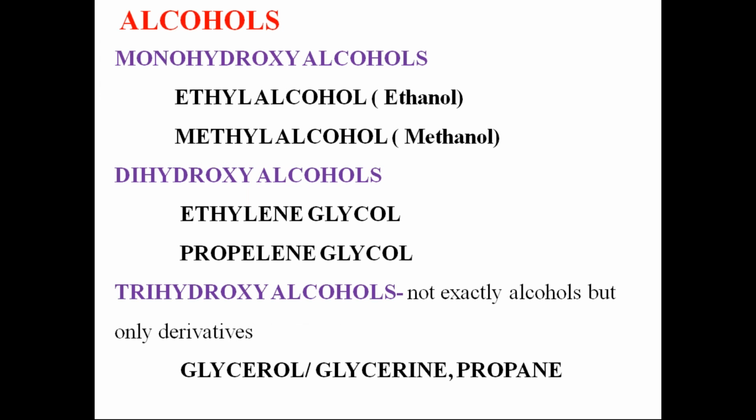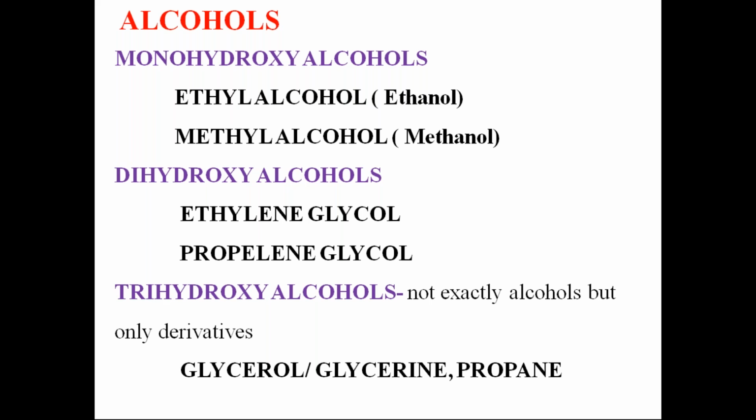So alcohols are divided into three types: monohydroxy alcohols, dihydroxy alcohols, and trihydroxy alcohols. Monohydroxy alcohols, we have two types: ethyl alcohol and methyl alcohol. Ethyl alcohol is otherwise known as ethanol. Methyl alcohol is otherwise known as methanol. And then we have dihydroxy alcohols, which are ethylene glycol and propylene glycol.